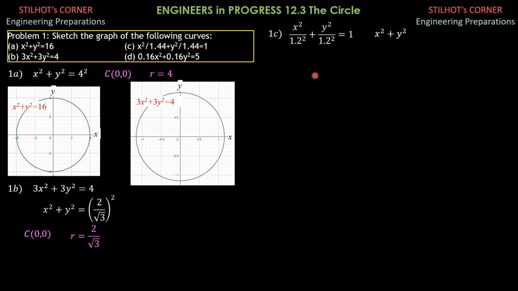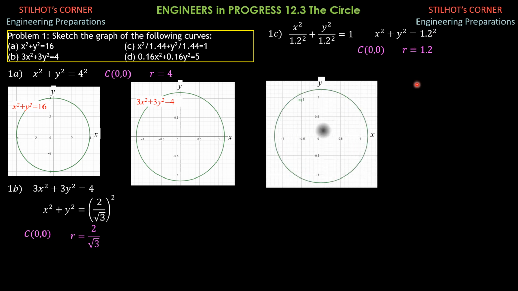So x squared plus y squared equals 1.2 squared. This is now the standard form. Center is really at the origin, 0, 0, and the radius is 1.2 units. And the sketch of the graph of this circle is as shown. It has radius 1.2. So that is x squared over 1.44 plus y squared over 1.44 equals 1.